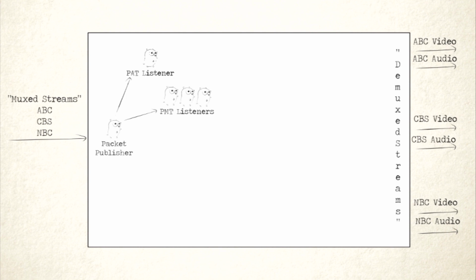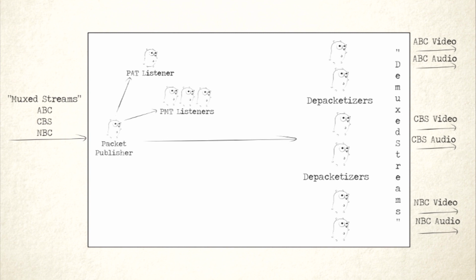So the final stage is to add something to collate those packets we chopped up earlier back into something usable. We might get a single frame of video or a sample of audio, and I'm going to call these the depacketizer. And now we have a simple MPEGTS demuxer.